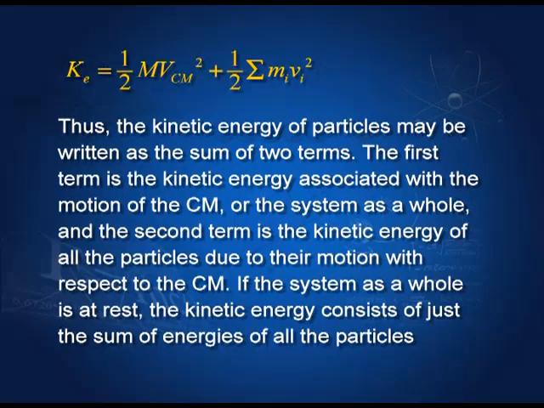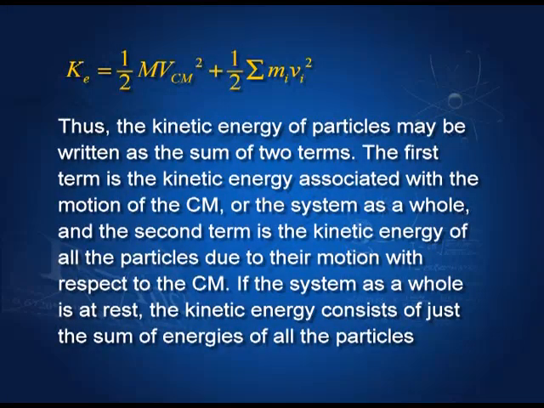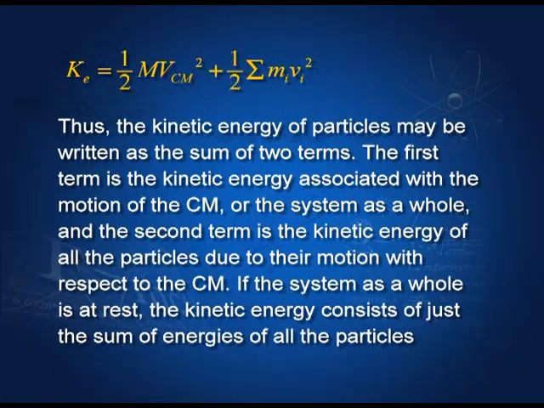The kinetic energy associated with the motion of the center of mass, that is the system as a whole, and the kinetic energy which is due to the individual particles moving with respect to the center of mass. So, the kinetic energy can be written as two terms. If the system as a whole is at rest, then the first term vanishes and the kinetic energy is simply the kinetic energy of particles of the system moving with respect to the center of mass.